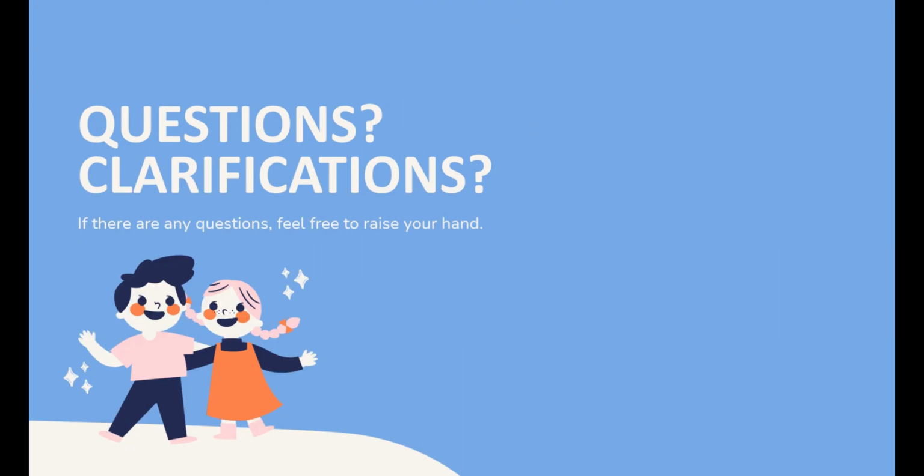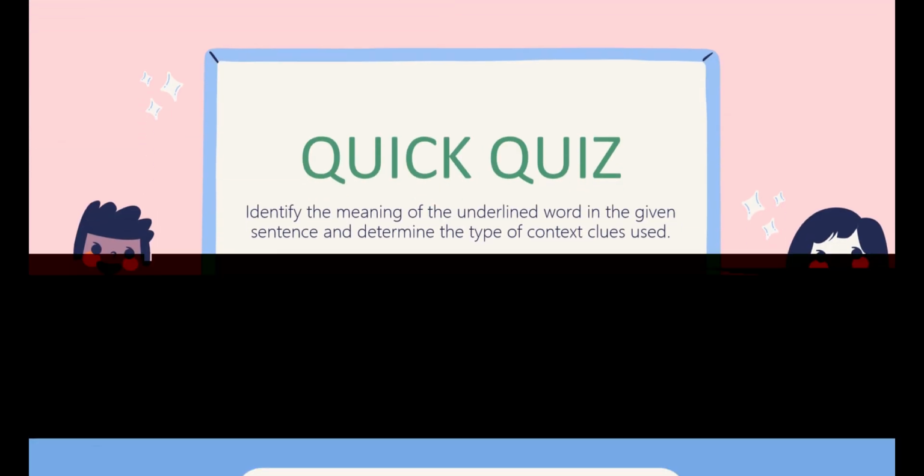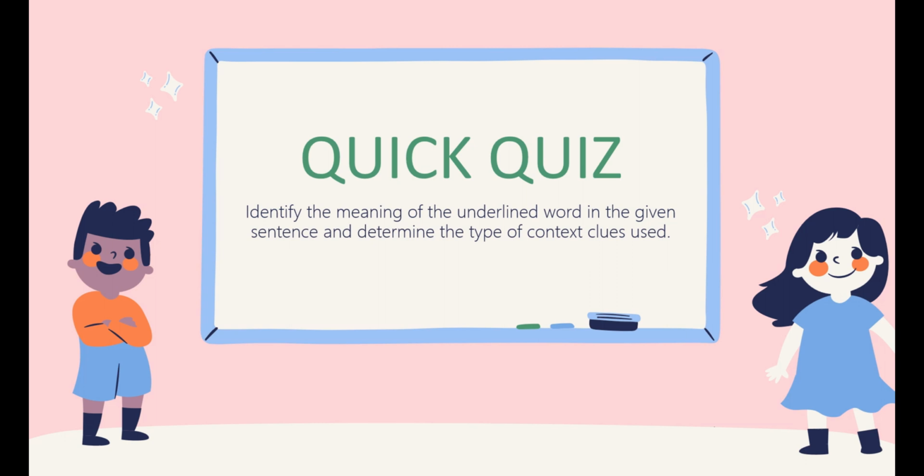I guess you are now ready to put into practice what you learned in our lesson. Let's proceed to our quick quiz. You may answer verbally or you may write down your answer. The instruction of our quiz is to identify the meaning of the underlined word in a given sentence and determine the type of context clues used.